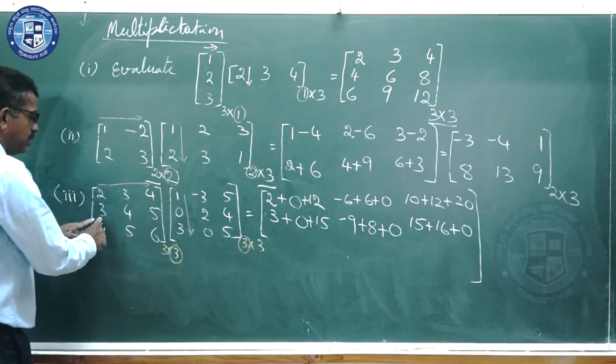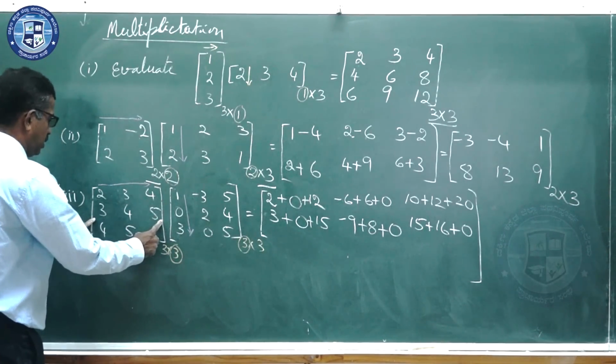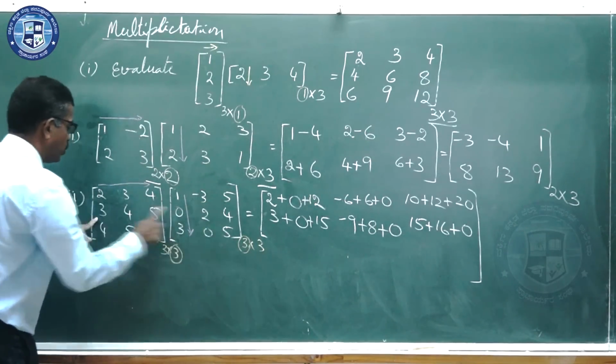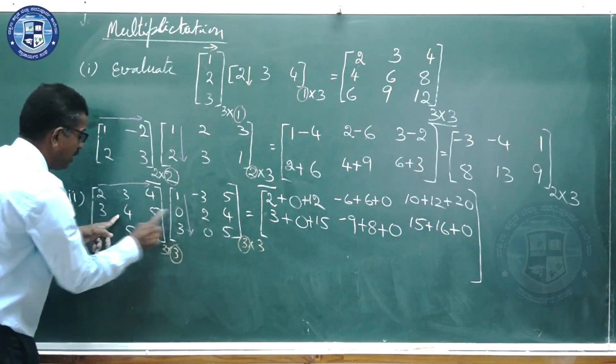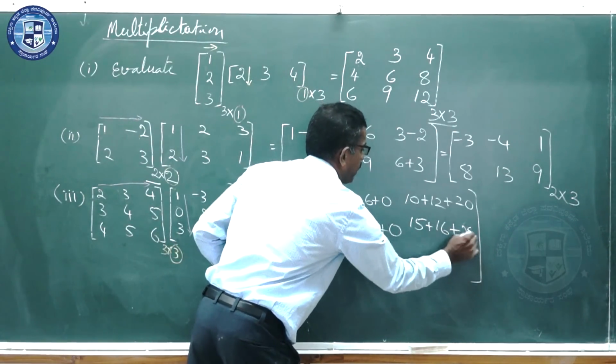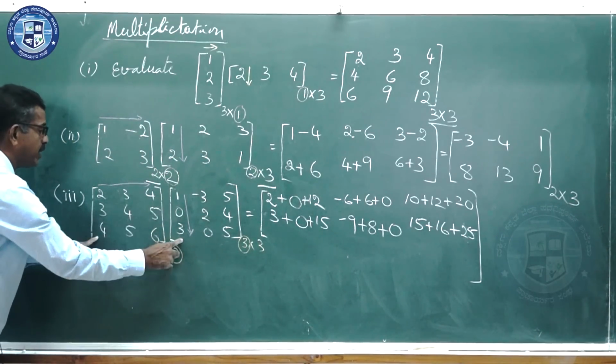Next is what? Second row. I just did the mistake here. Second row with the third column I told. So for 4 4s are 16, but 5 5s are, what is 5 5s are? It is 25. So next one, we have third row multiply with the first column.